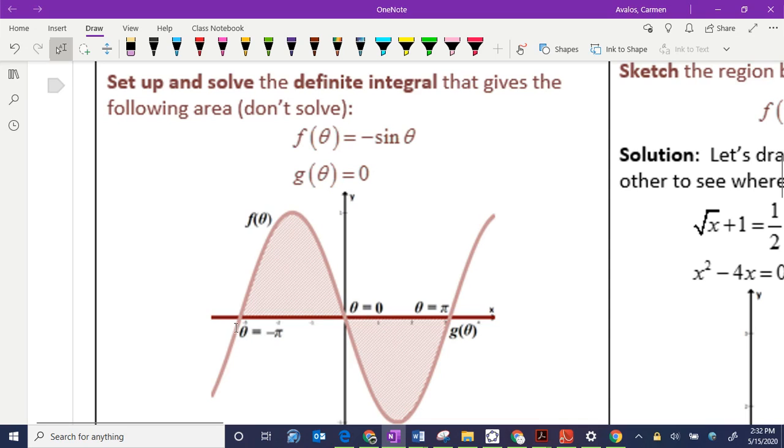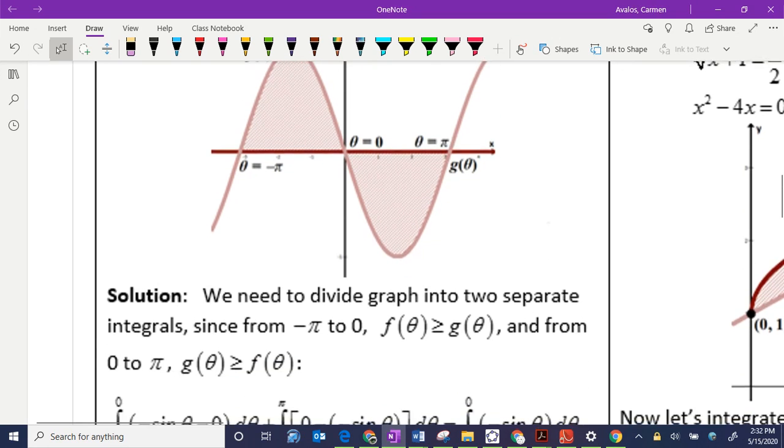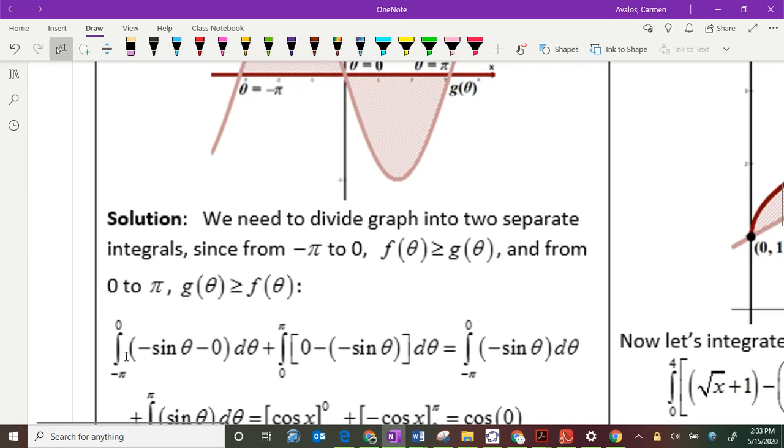Now in this case, we look at when it's 0: theta is going to be at negative pi, at 0, and at pi. So the solution is that we need to divide the graph into two separate integrals. We're going to do it from negative pi to 0 and from 0 to pi. And that's what this is stating here. We're looking at this integral individually and then that one as well. So here are the two integrals that we have.